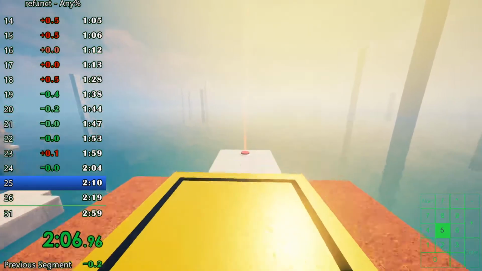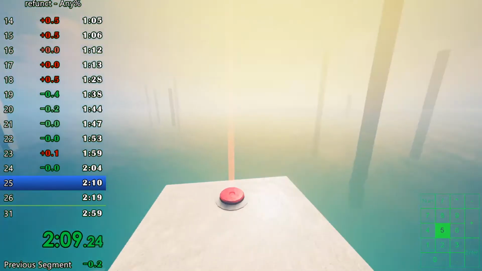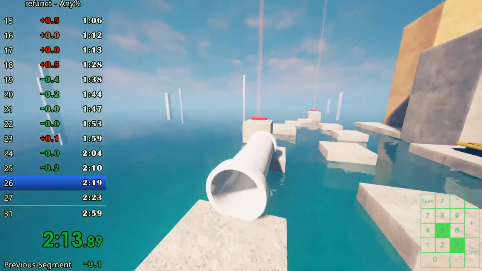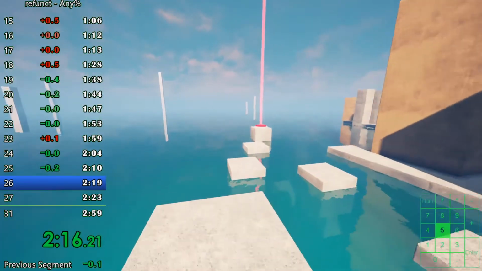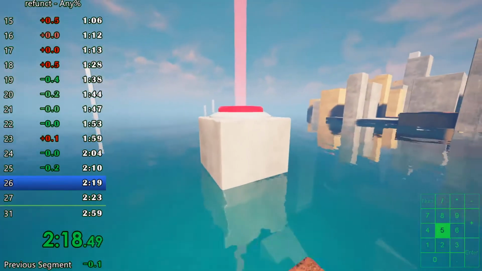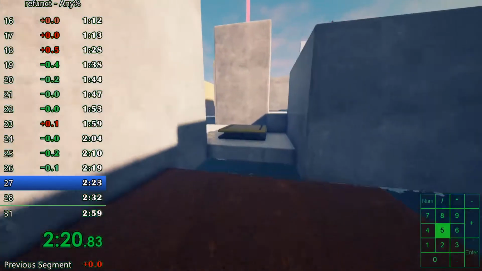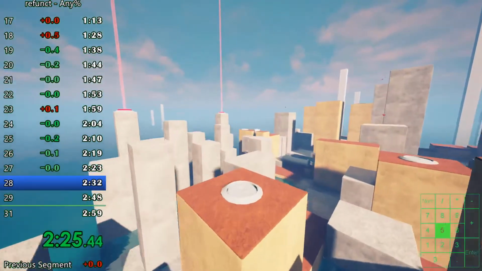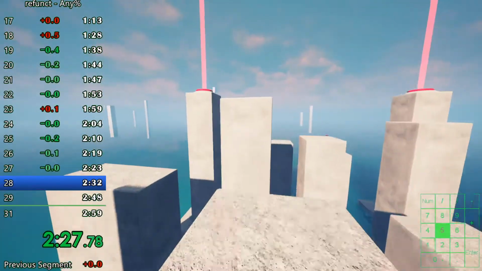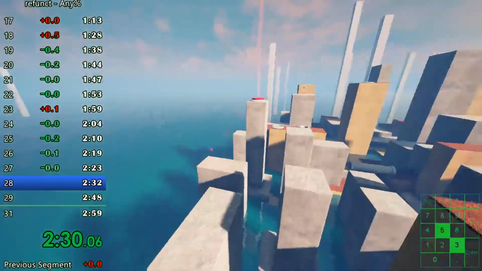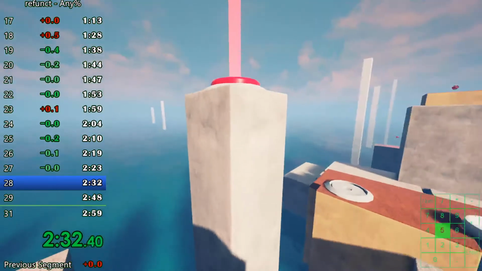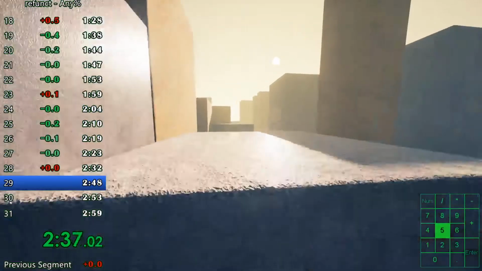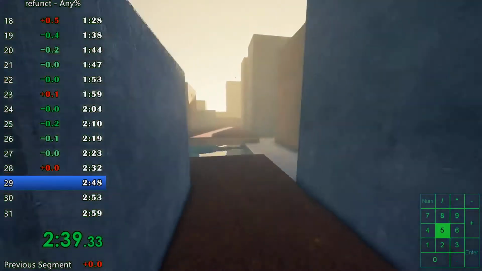Went a bit wide there. That's fine though. Ooh, that was a bit tight, actually.